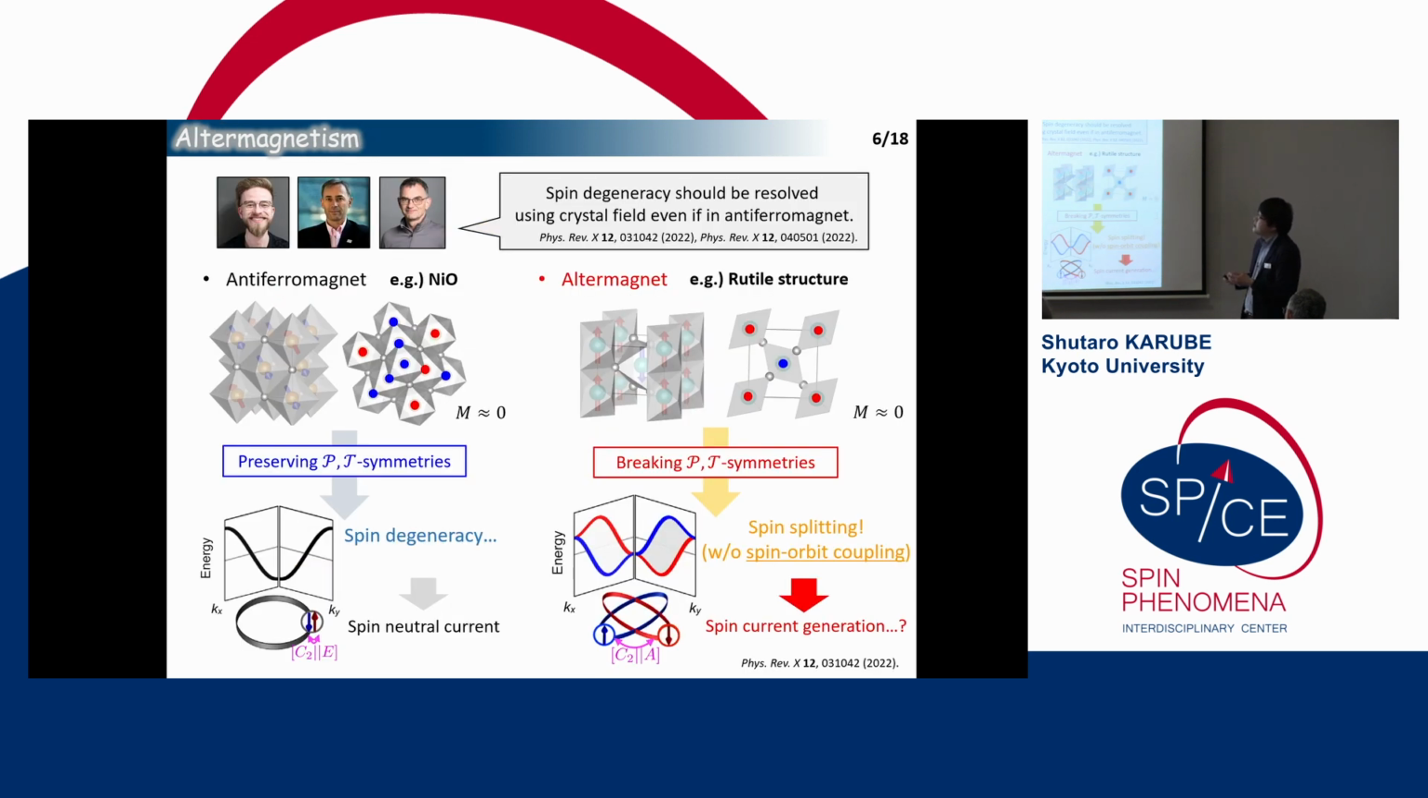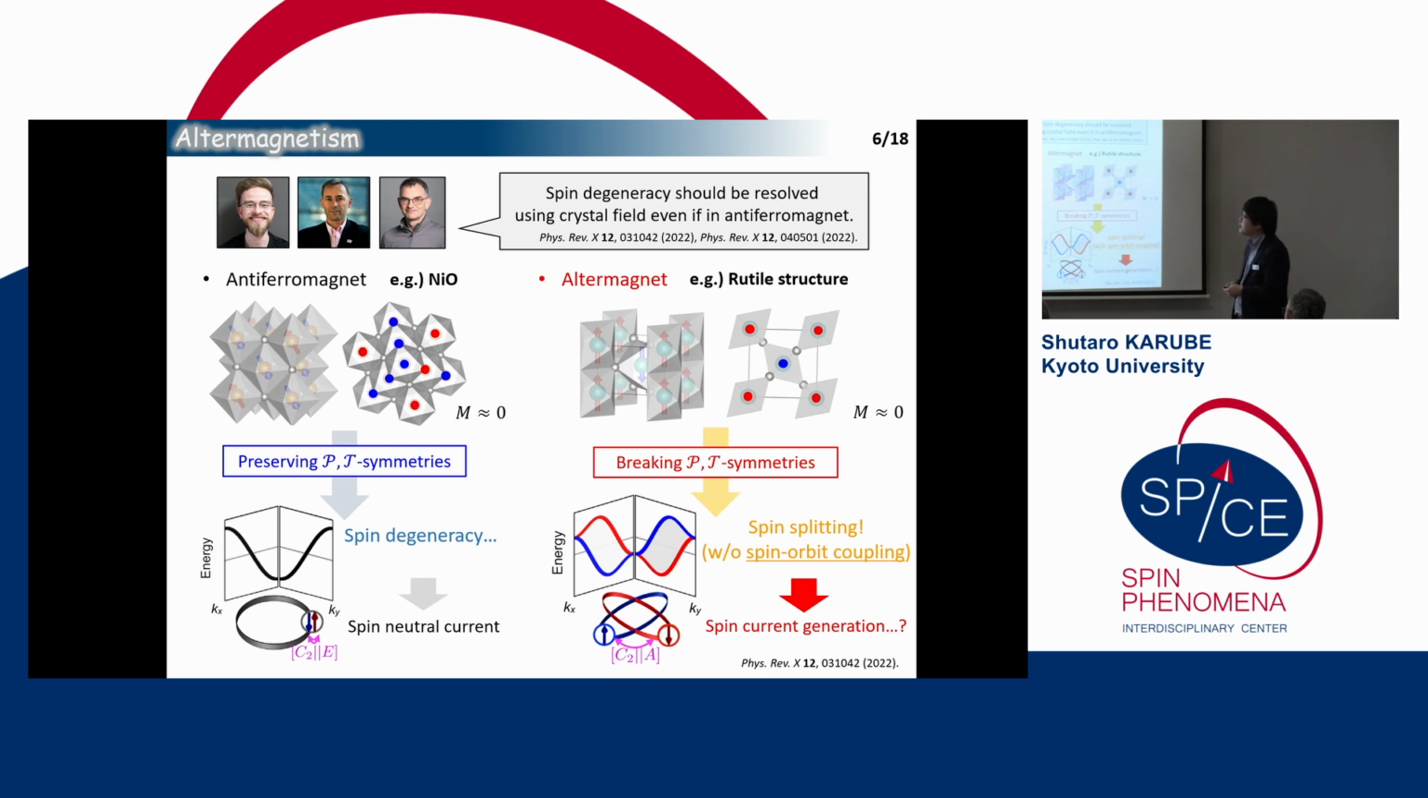So the Hiro-Shinobu and the Thomas Jungas groups theoretically predicted that the spin degeneracy should be resolved by using the crystal field, anisotropic crystal field, even in an antiferromagnet. So this feature is recently called altermagnetism, we know. So let's focus on this magnetism.